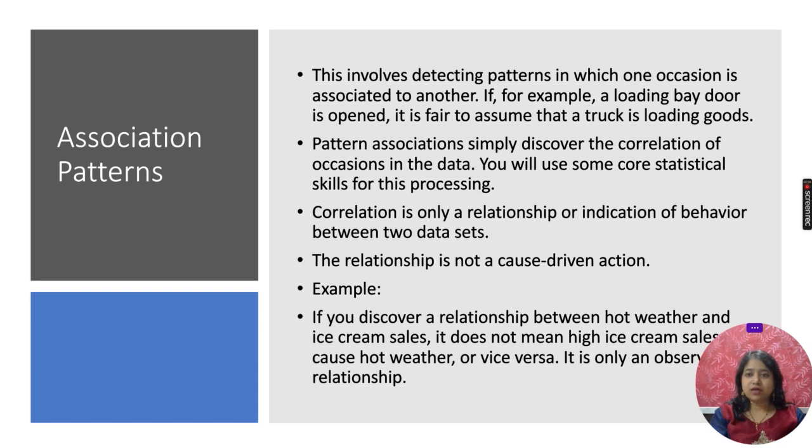You will use some core statistical skills for this kind of processing. Correlation is only the relationship or indication of behavior between two data sets. The relationship is not a cause-driven action. For example, if you discover a relationship between hot weather and ice cream sales, it does not mean that high ice cream sales are the cause of the hot weather or vice versa. It is just an observed relationship.